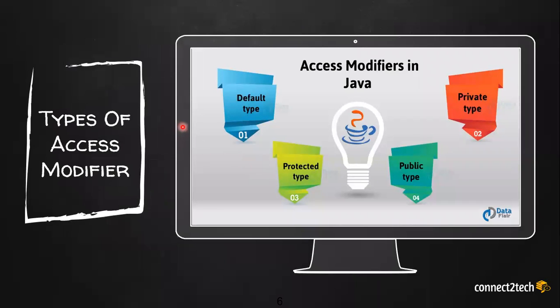So before we dive into the code, we should know what the types of access modifiers are. There are actually four types. One is the default type. Default is when you do not specify any access modifier explicitly. Then we have private, we have public, and then we also have protected.